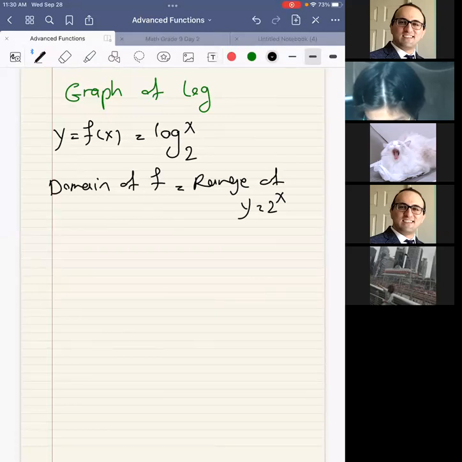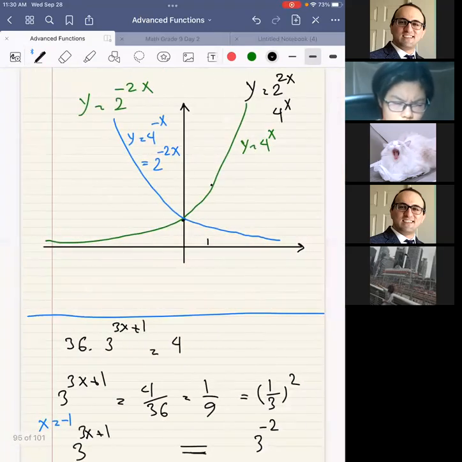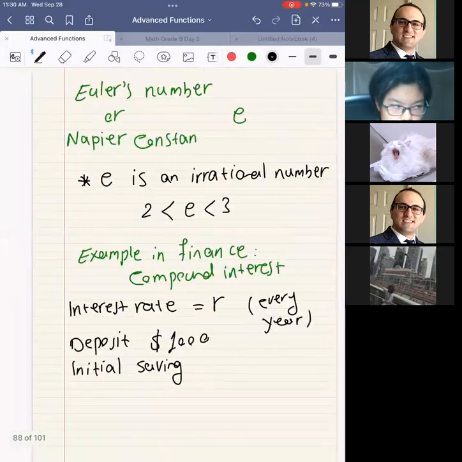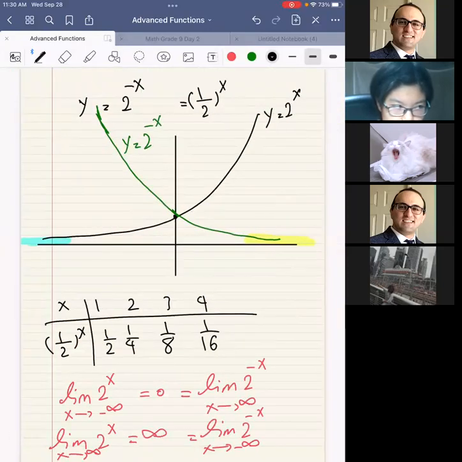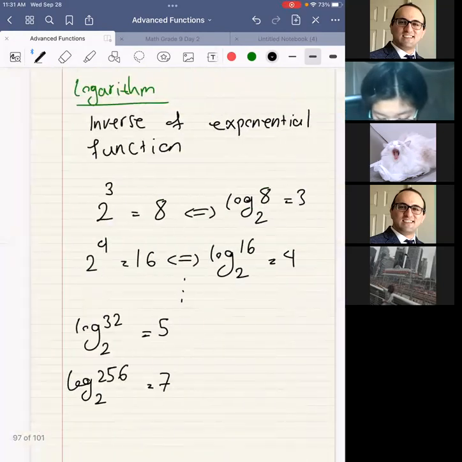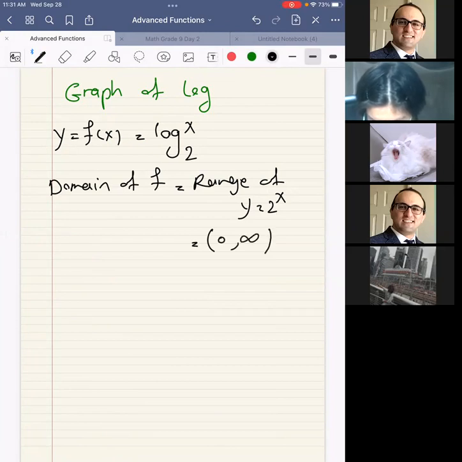Now, what is the range of 2 to the power x? You remember? From 0 to infinity. So it's the interval from 0 to infinity, not included. So the range of 2 to the power x is equal to the interval 0 to infinity. So that is the domain of log.